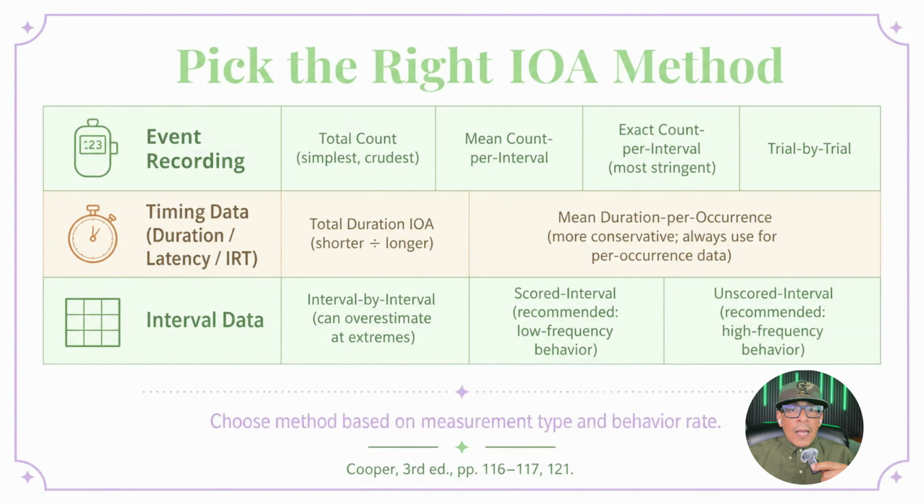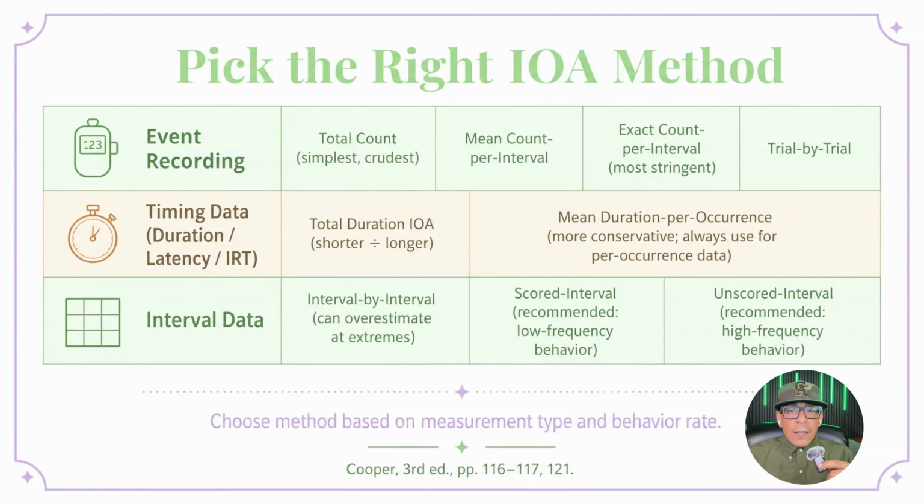For timing data, IOA for duration, response latency, or interresponse time is calculated in essentially the same ways as event recording data. Total duration IOA divides the shorter duration by the longer duration. Mean duration per occurrence IOA is more conservative and usually more meaningful for total duration data and should always be calculated for duration per occurrence data.